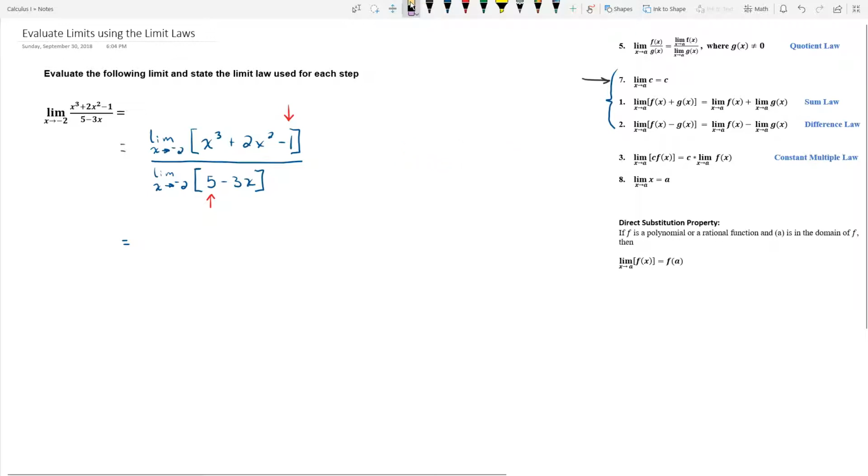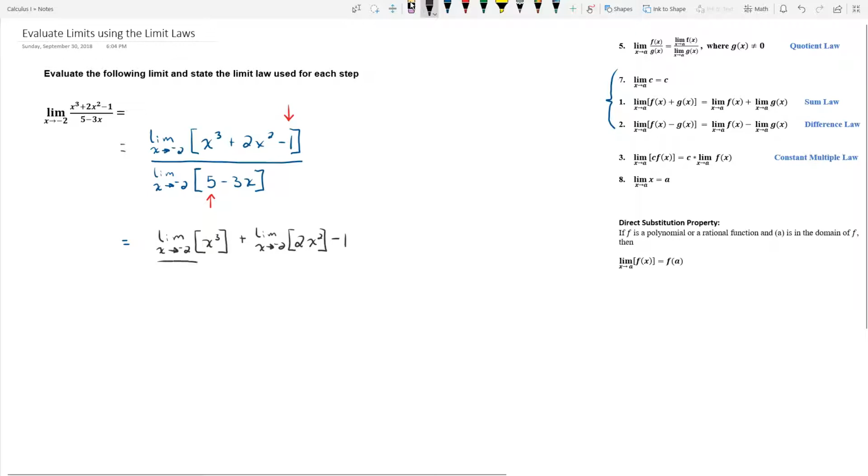Further, we are going to separate this using the sum and difference law. So we'll go ahead and set that up such that the limit as x is approaching -2 for the function of x to the third plus the limit as x is approaching -2 for 2 times x squared. And here we're just going to put that constant minus 1.